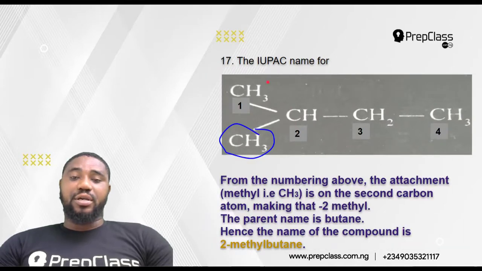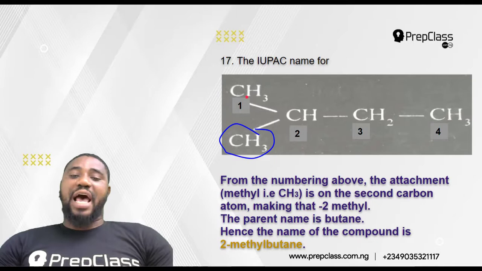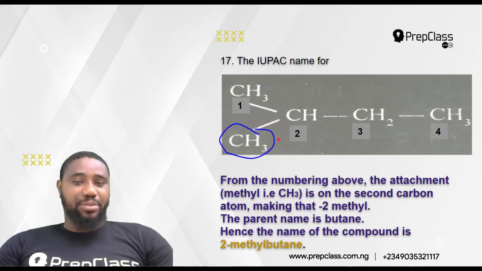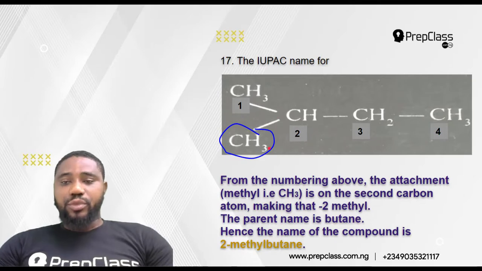Now the IUPAC name, look at the way we do what we call the numbering system. You can number from the front, you can number from the back. But I decided to number this way and to take this one as the parent chain. So 1, 2, 3, 4, we take it as the parent name, and that is butane. And this one that is here should be taken as the attachment, the attachee. That's why I use a circle to circle it.